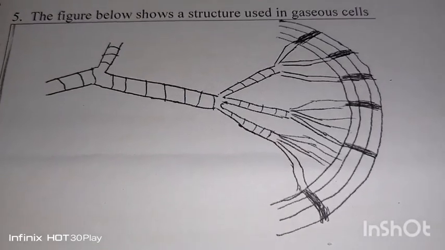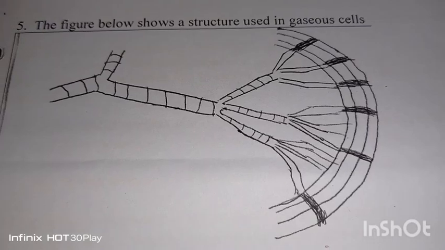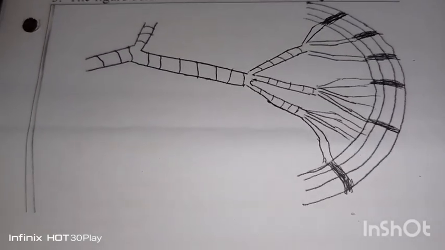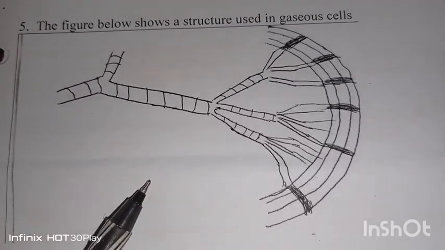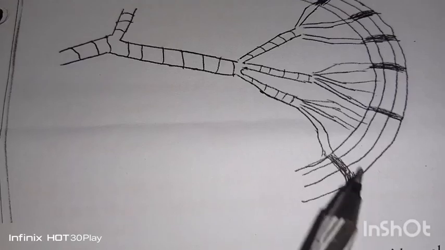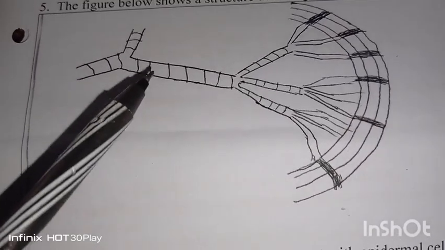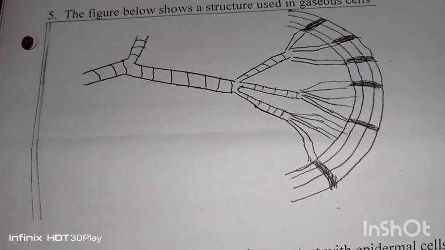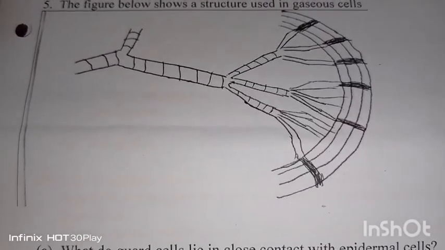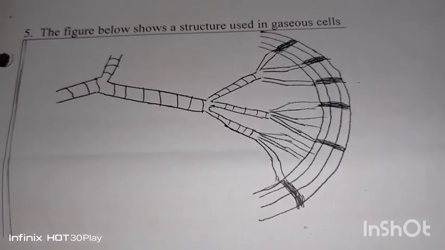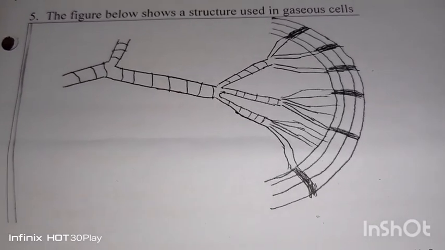The figure below shows a structure that is used in gaseous exchange, and this one represents the tracheal system of insects. You can see here there are some strings, and then you can see this one has C-shaped openings. Those are called spiral bands that keep the tracheal system, the tracheae, open.